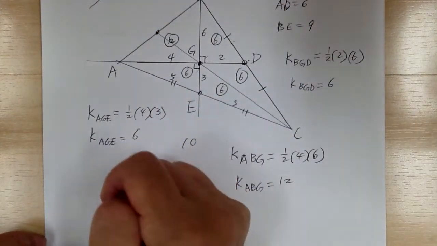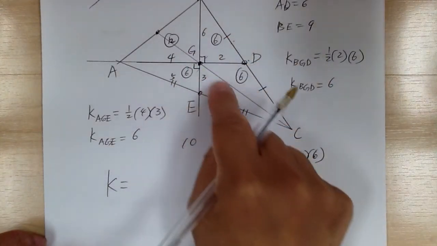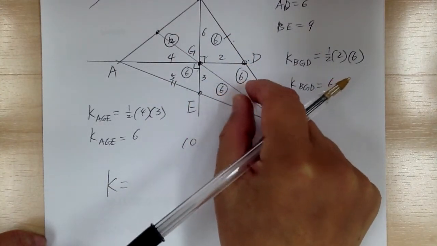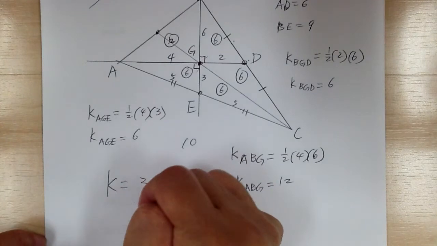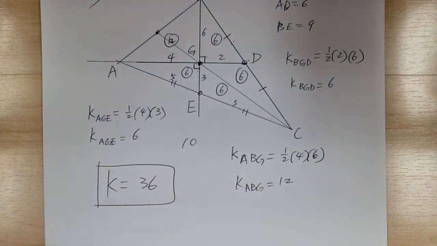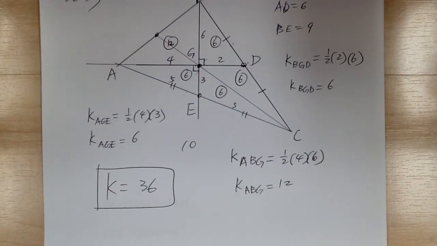But anyway, for the total area, you just add all of this together. So it'd be 6, 6, 6, then 12, 12, 12. It gives you 36. Okay, let's go to the next one.